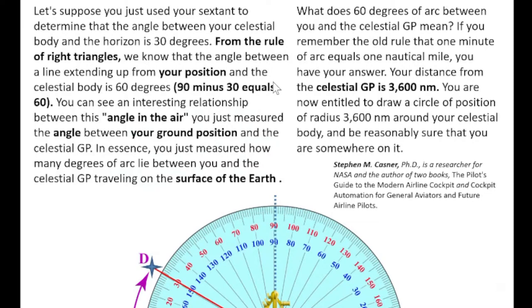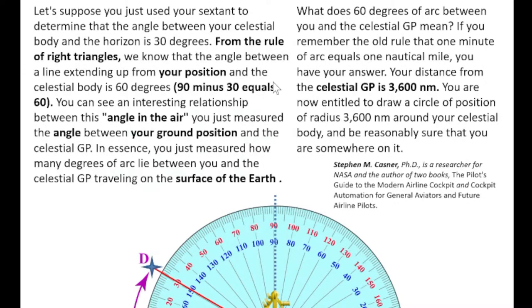How do we know that? Well, you subtract 30 from 90, which gives you 60. 60 times 60 nautical miles, 3,600 nautical miles. You are now entitled to draw a circle of position, a radius of 3,600 nautical miles around your celestial body, and be reasonably sure that you are somewhere on it. Stephen M. Kastner, PhD, is a researcher for NASA and author of 2 books.